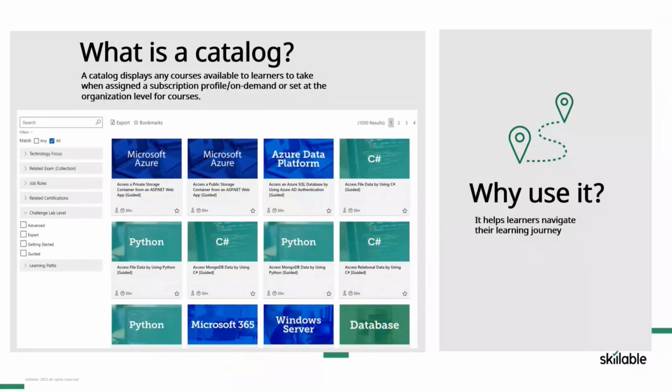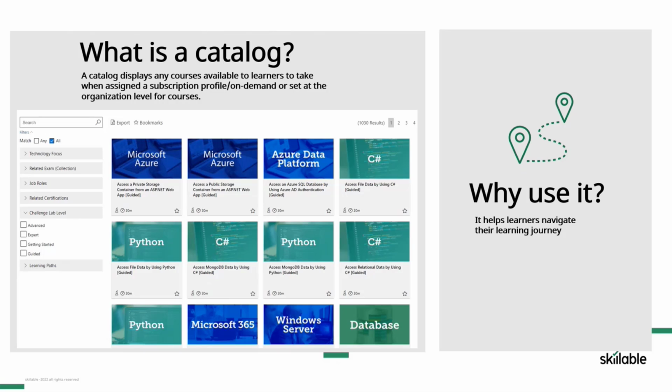So what is a catalog? In basic terms, it displays all of the courses that are available to a learner when assigned a subscription, or when they're set at the organization level for the course. There are two options. The first option is a course catalog that is set on the organization level, which means all of the users within your organization will have access to all of the courses.